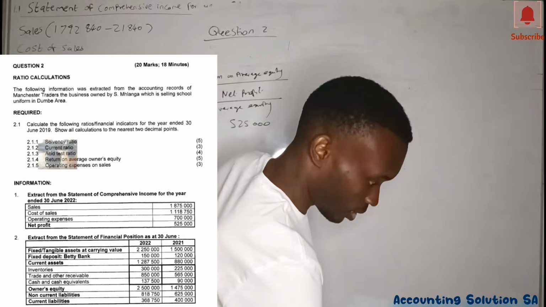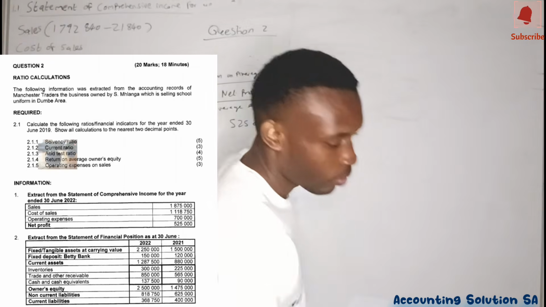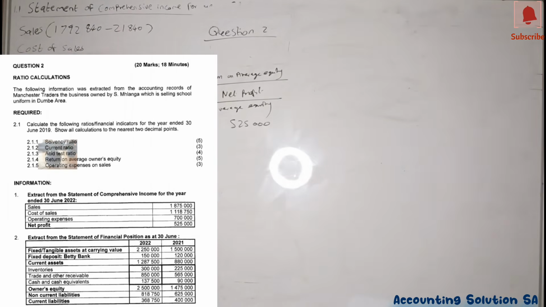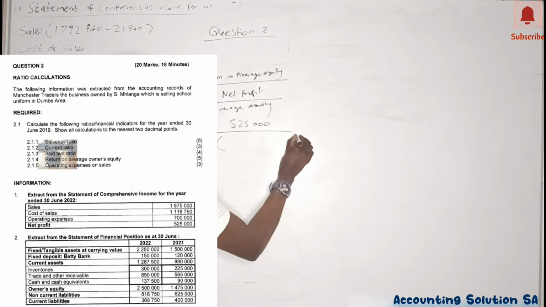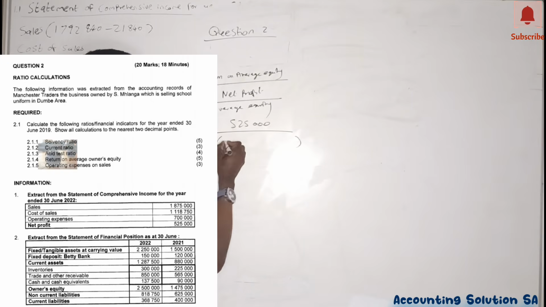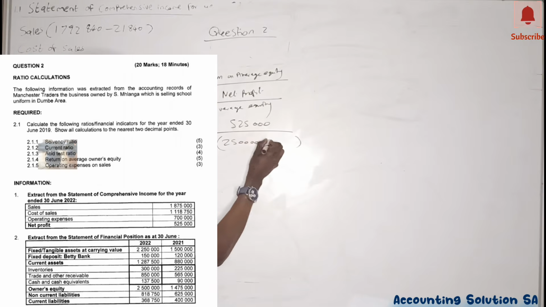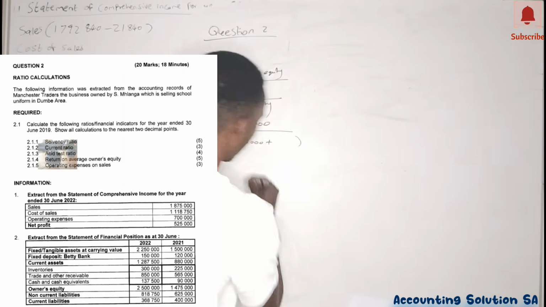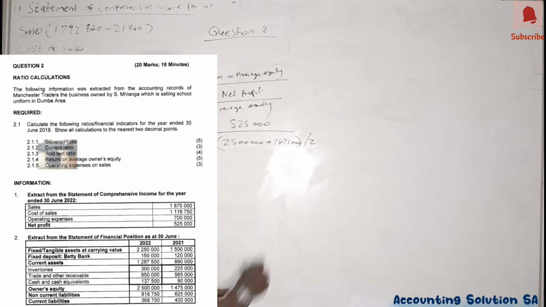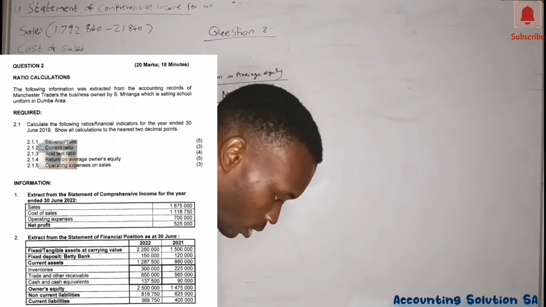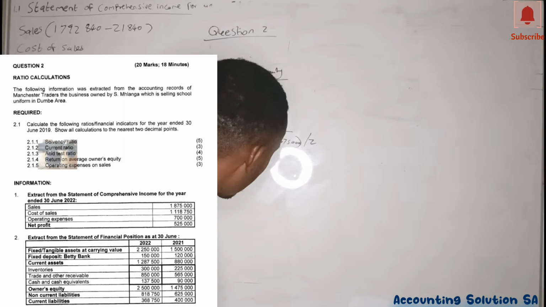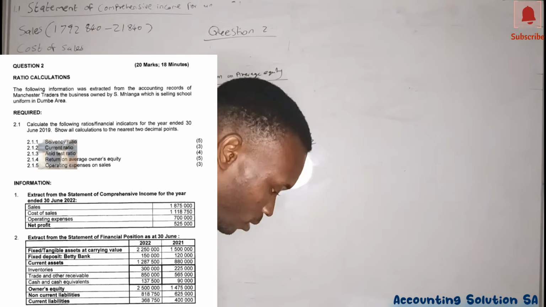Now when they say average equity, we go to the balance sheet. Owner's equity, we have a balance of 2,500,000. But when we say average, guys, we have to add these two amounts for this year and for last year, and we divide by 2. It's going to be 2,500,000 plus 1,475,000. Then we divide by 2, which means that you must add these two balances first.